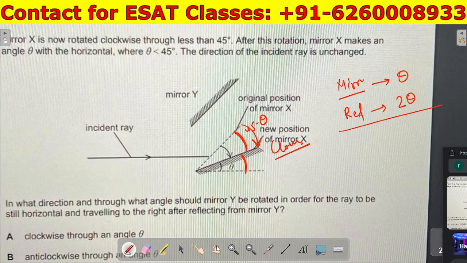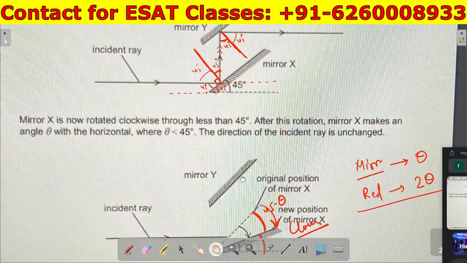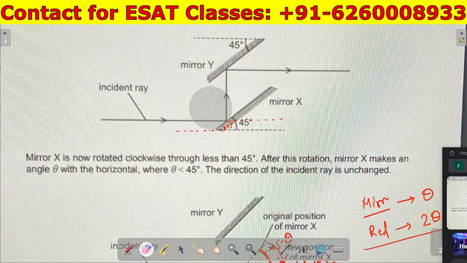See, our mirror has been rotated in a clockwise manner, so my reflected ray will get rotated in a clockwise manner. Clockwise means in this direction. It means this ray should rotate in this sense, and this angle of rotation should be twice of 45 minus theta. Are you getting my point?